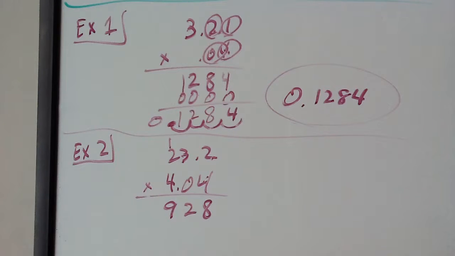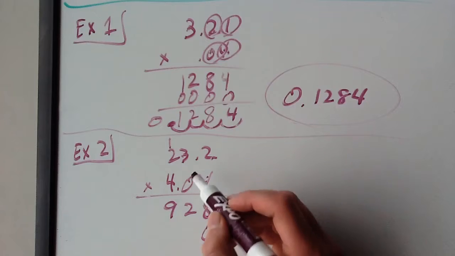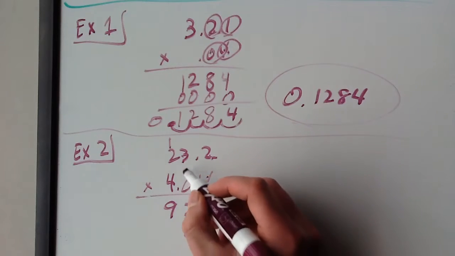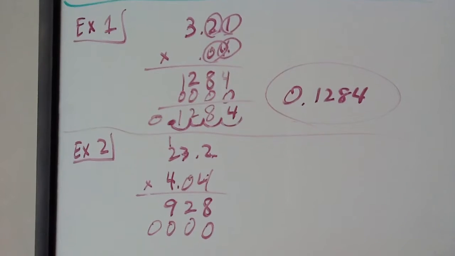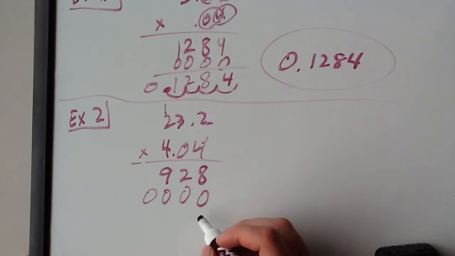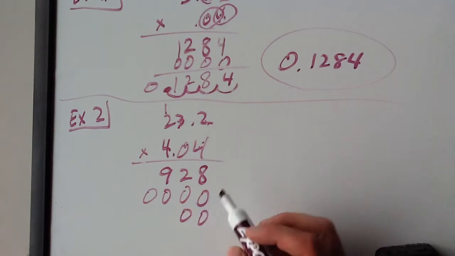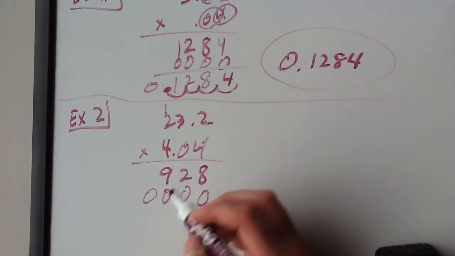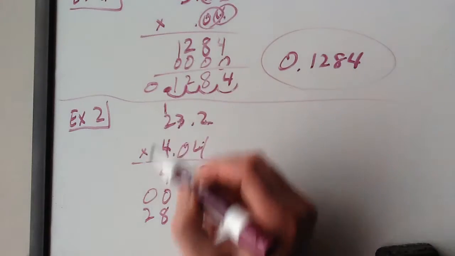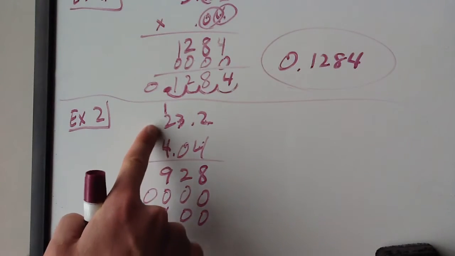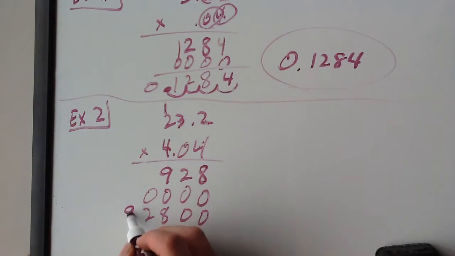Now my second row, got to add a 0. 0 times 2, 0 times 3, 0 times 2. That's all zeros. On my third row, of course, I add 2 zeros. 1, 2, and I go to this digit. 4 times 2 is 8. 4 times 3 is 12. Put the 2, carry the 1. 4 times 2 is 8, plus 1 is 9.